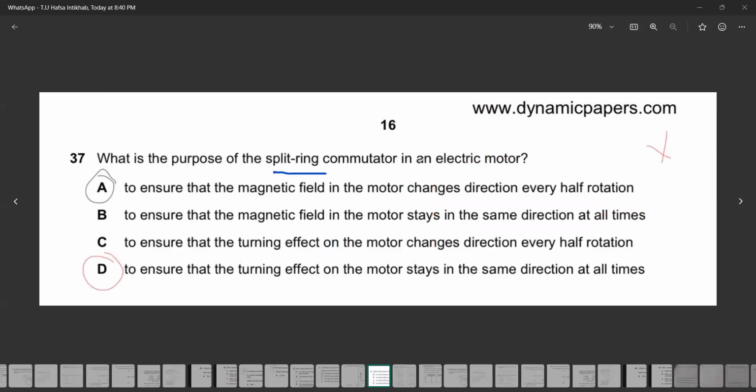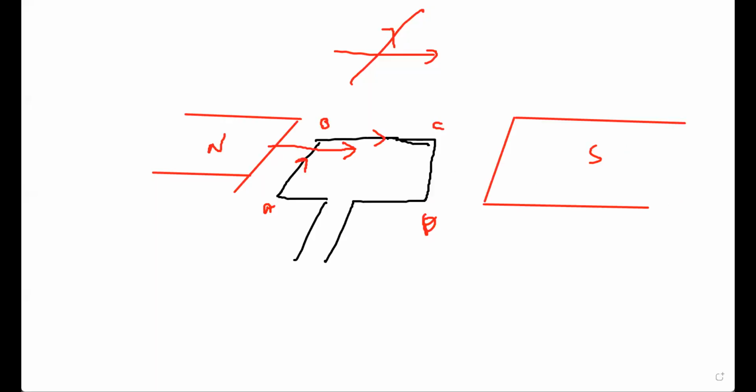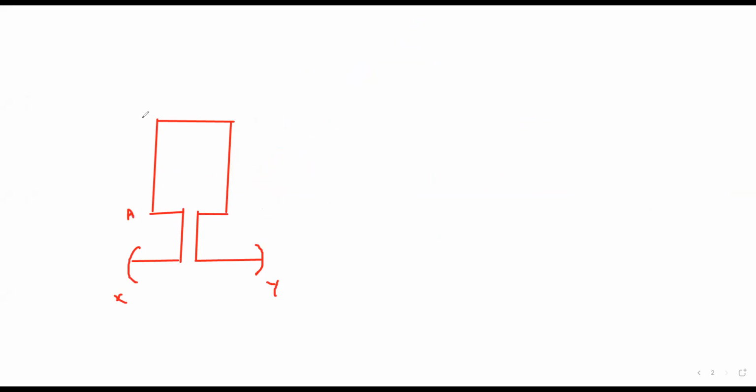What is the purpose of a split ring or commutator? They reverse the direction of the current every half cycle so that the DC motor will rotate in one direction. For example, we have a rectangular coil. And we have, say, these are the split rings, X and the other one Y. And we have sides A, B, C, and D.